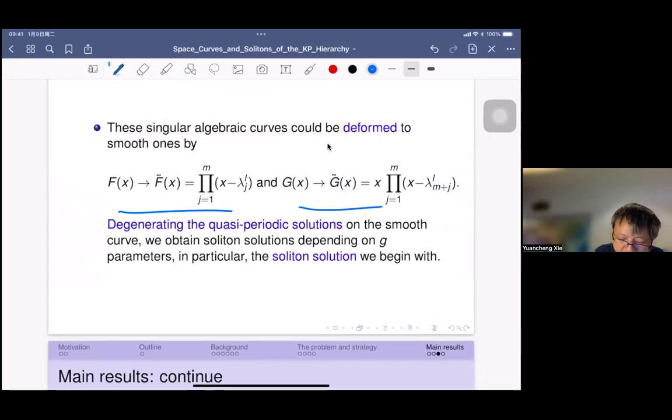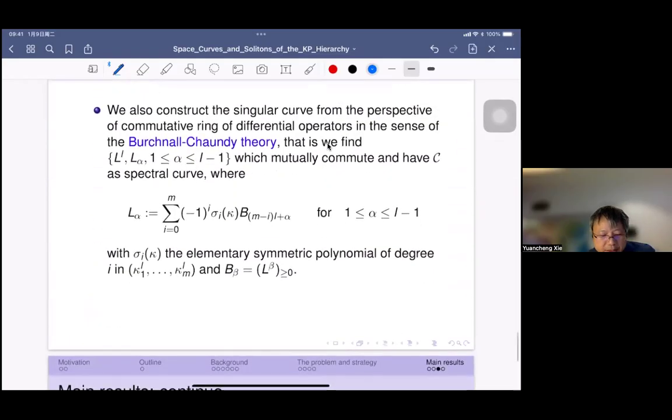Okay, we can degenerate, we can smooth it. I will skip this part. You just need to expand all these lambda j's to be different, then you will get a smooth curve. So now the question is whether we can realize this algebraic curve as the spectral curve of some differential operators. And if we can, then what are these differential operators?